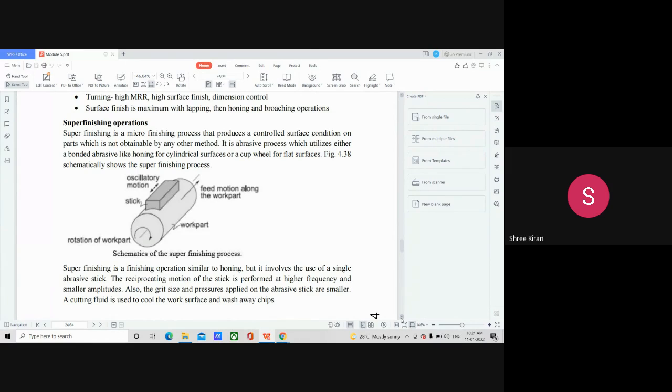Another factor is that the reciprocating motion of the stick is performed at higher frequency and smaller amplitude. I hope you know what reciprocating motion is, the to-and-fro motion. The reciprocating motion of the stick is always performed at a higher frequency and smaller amplitude. Also, the grit size and the pressure applied on the abrasive stick are smaller, and the cutting fluid is used to cool the work surface and wash away chips. This is what happens mainly in the super finishing process.